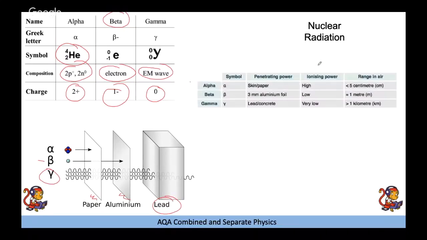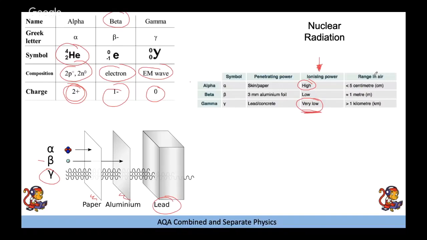Now, we also need to know their ionizing power. That means stripping electrons from atoms. Alpha radiation is the most highly ionizing. Makes sense because it's the most highly charged. Gamma radiation is not really very ionizing at all. Can be dangerous in large levels, though, of course, because it can pass straight through you.